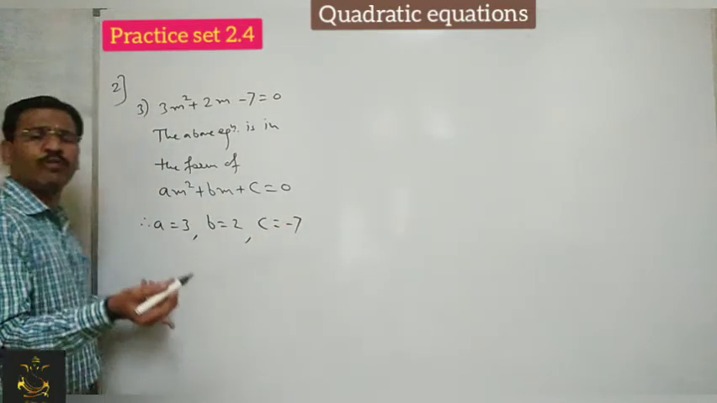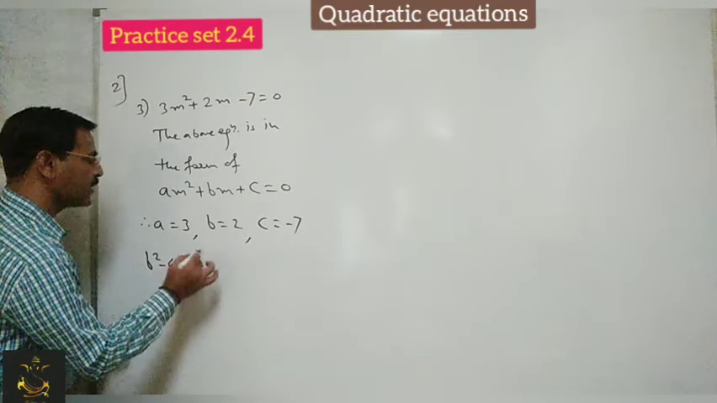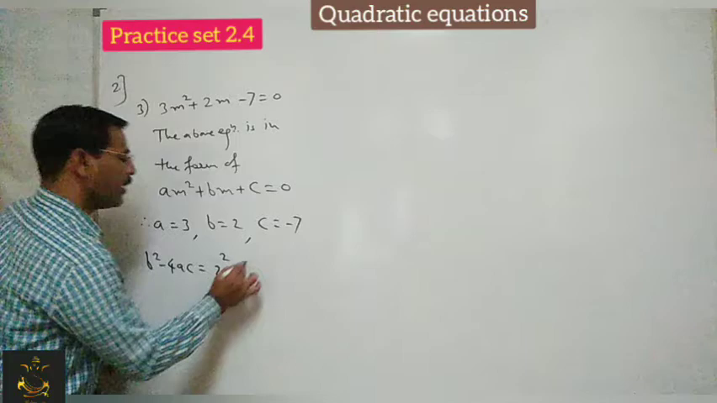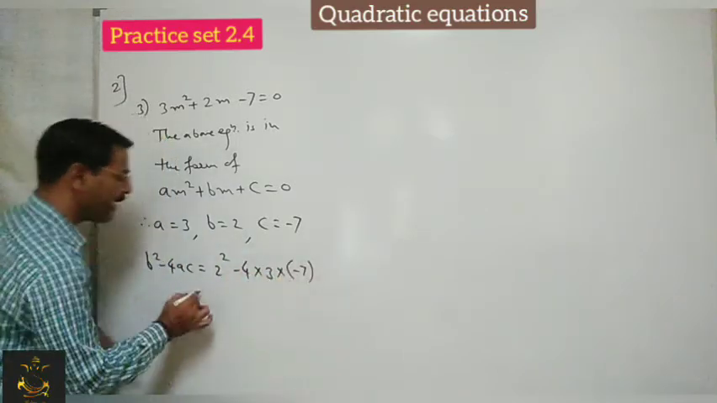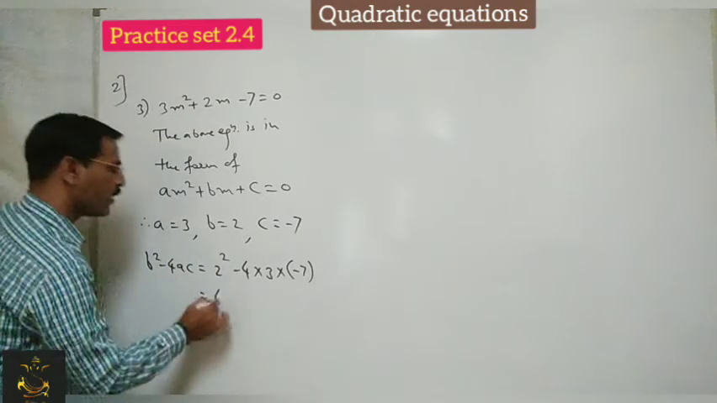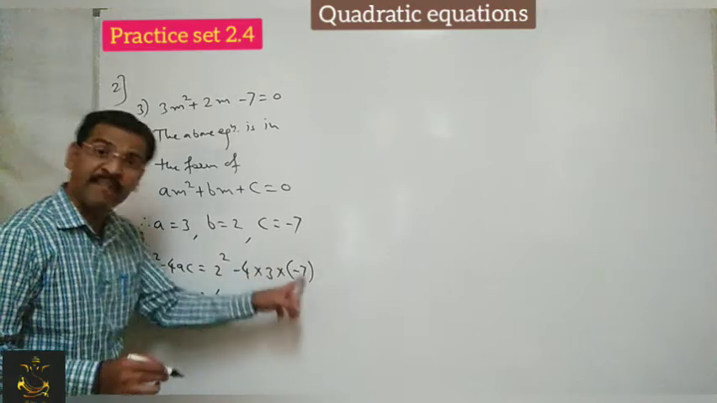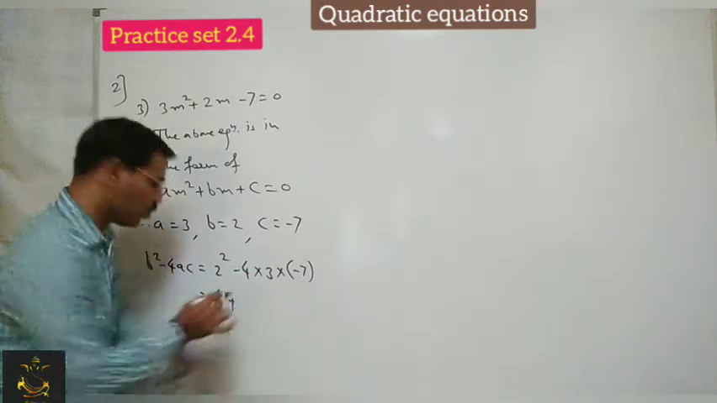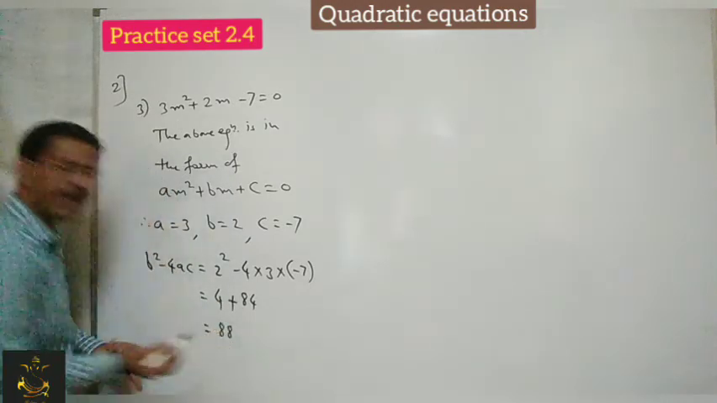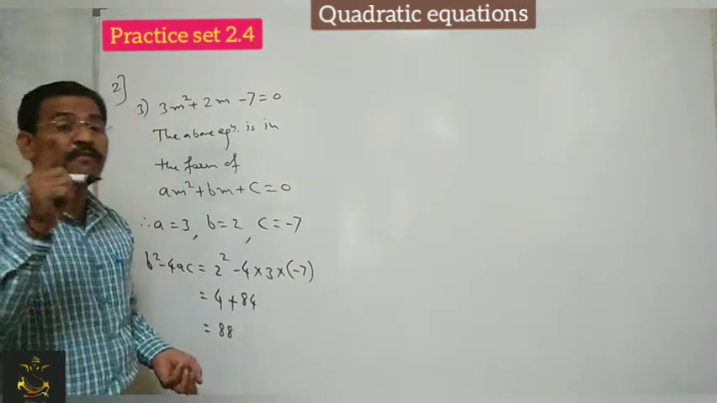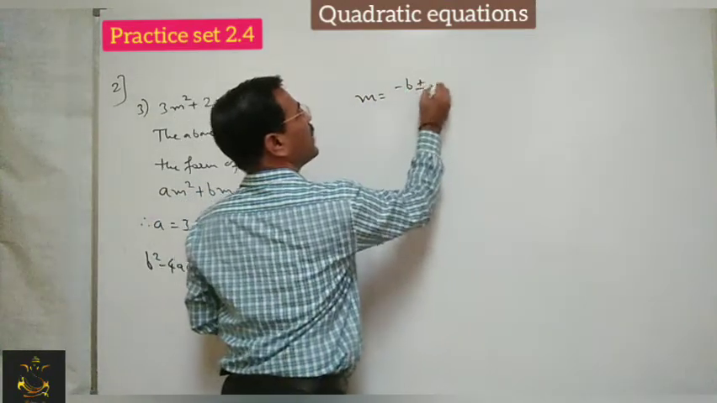Okay? Now, the next part is what? To find b square minus 4ac. So b square minus 4ac: b is 2 square, minus 4 into a which is 3 and c which is minus 7, write in bracket. 2 square is 4, minus minus is plus, 4 threes are 12, 12 sevens are 84. Okay, see here, this is how much? 88. Now, by formula, but the variable is what? m is here. Okay, write the same formula.